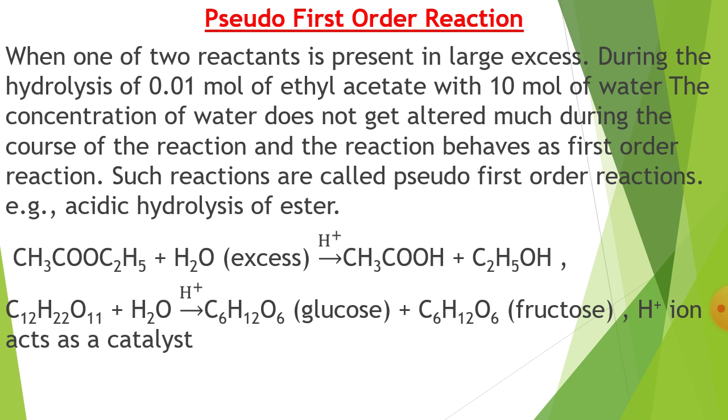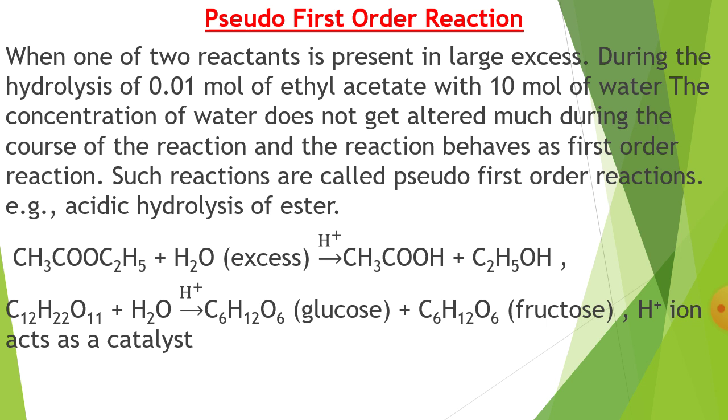For example, acidic hydrolysis of ester. The ester, when hydrolyzed in presence of water, that is in excess amount, in acidic medium, will give acid plus alcohol. Here, as the water is in excess, the amount of water does not get altered much during the reaction. Hence, the reaction rate depends upon the concentration of ester. That's why this reaction seems to be second order, but basically it is a first order. That's why it is known as pseudo first order reaction.